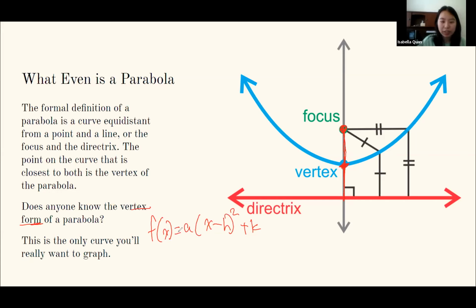Yeah, Alex, perfect. This is the only one that you really want to graph. Generally, focuses and directrices don't appear too much, but actually this year on the AMC 12, they appeared pretty late. They appeared in both, they appeared in the A. So it's definitely worth noting.